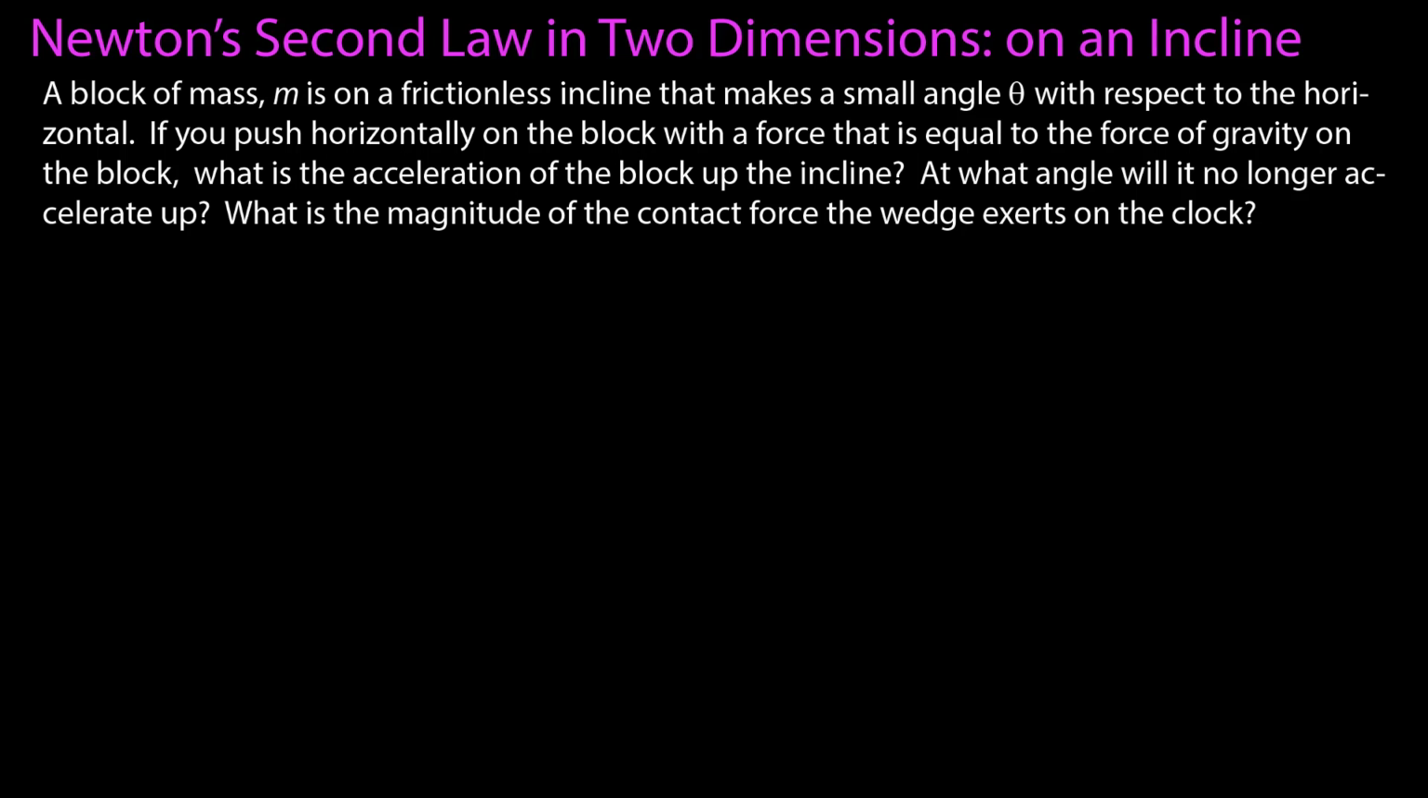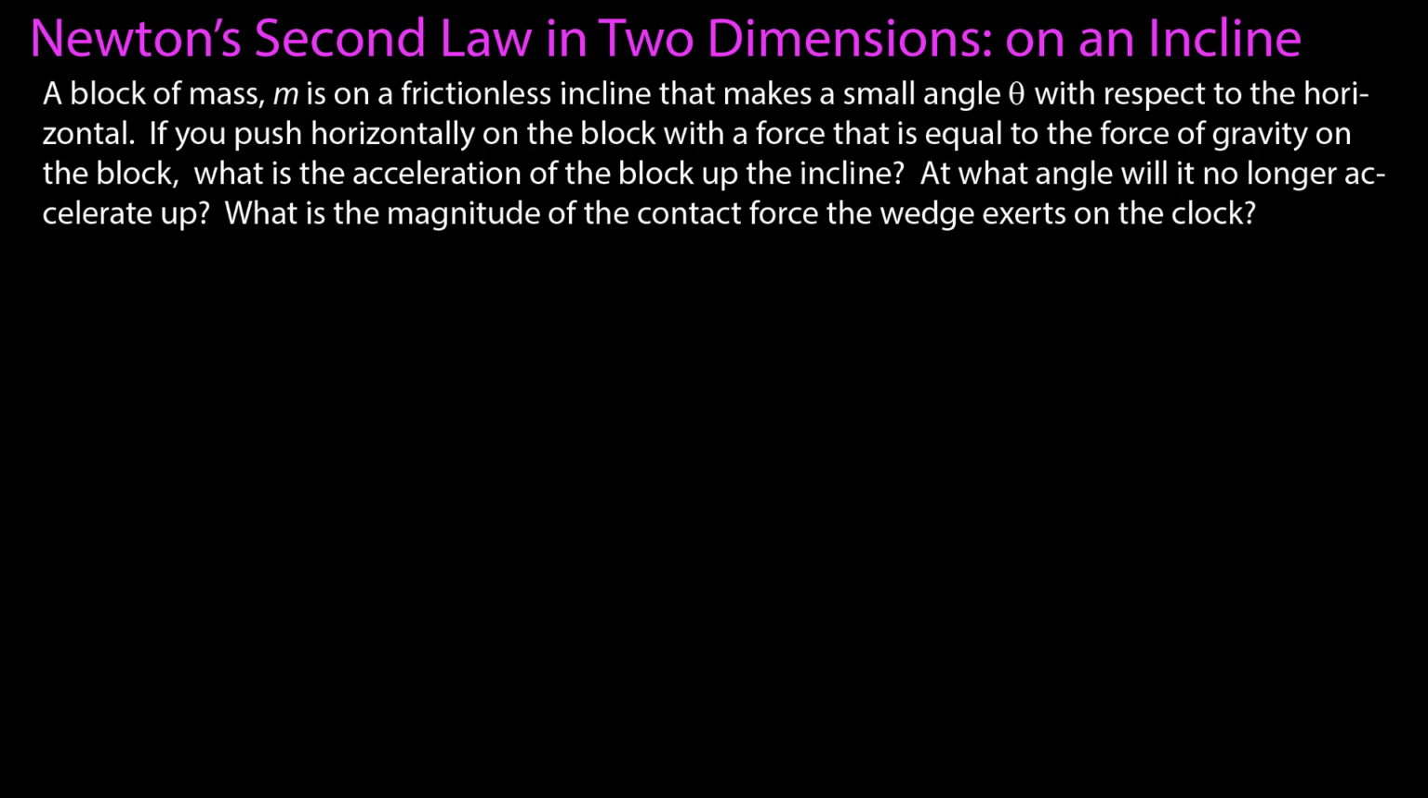In this video, I want to do an example of Newton's second law in two dimensions, this time with something on an incline. So we have this block of mass m on the frictionless incline that makes a small angle theta with respect to the horizontal. Now you push horizontally on the block with a force whose magnitude is equal to that of the force of gravity on the block. What is the acceleration up the incline?